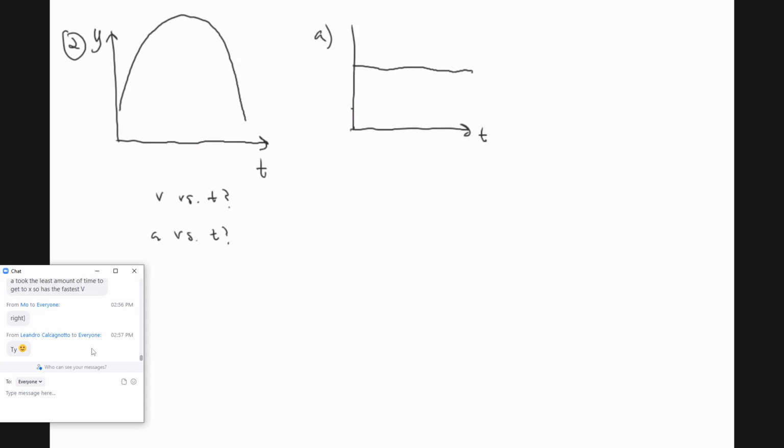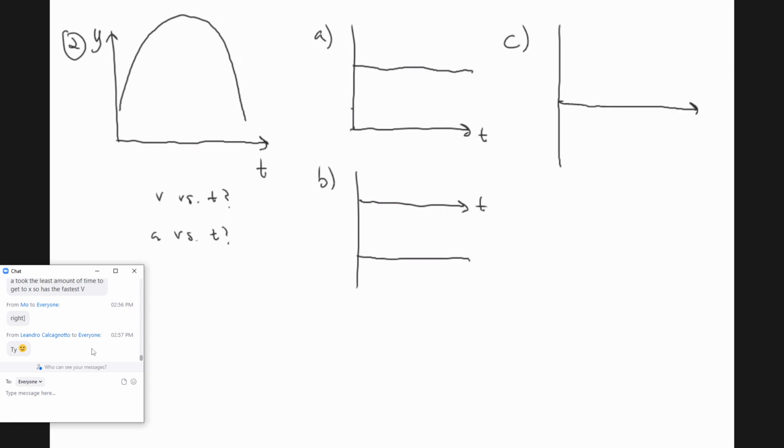Horizontal, constant. Negative horizontal constant. The other one's a positive one. So positive linear, negative linear. So which one is velocity versus time? Which one is acceleration versus time?